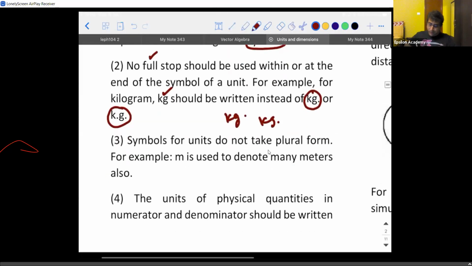Next. Symbols generally do not take plural form. In the sense, you don't say, I ran 100 meters. You should say, we ran only 100 m. Because you don't say it as meters. When you take it as meters, what do we tend to write the symbol as? You write it as ms. So m stands for meter, s stands for second. Right? So what will happen in this case? It will not be read as meter second, rather it will be read as millisecond.